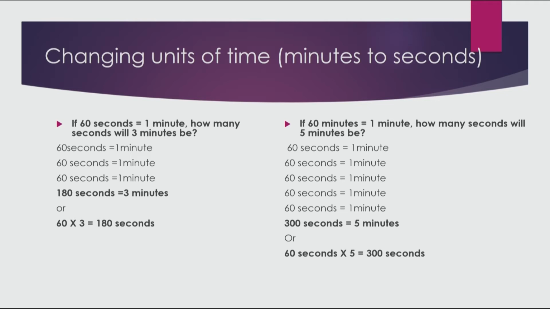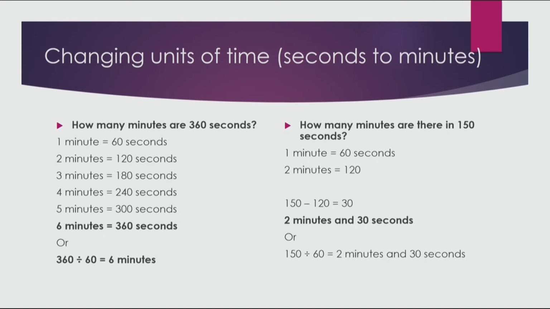So, 60 seconds multiplied by 5, it will give you 300 seconds. So we have changed the minutes to seconds. 3 minutes to seconds, 180 seconds. 5 minutes to seconds, it will be 300 seconds. Okay. We proceed.